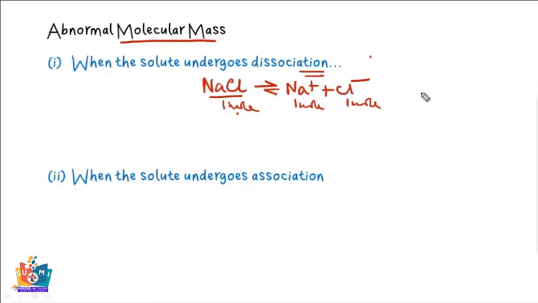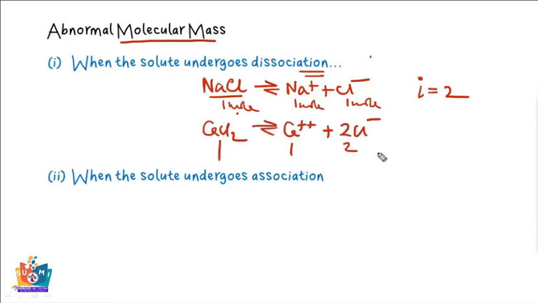This is indicated by a factor called Van 't Hoff's factor, represented by the letter i. In this case, i equal to 2, which means the number of particles doubled. If we take CaCl2, this will ionize as Ca2+ plus 2Cl minus. 1 mole is giving 3 moles of particles, so Van 't Hoff's factor is equal to 3. Since colligative property is inversely proportional to molecular mass, if the colligative property is doubled, the molecular mass is halved. In this case, the colligative property has increased threefold, so the molecular mass has come down to one third.